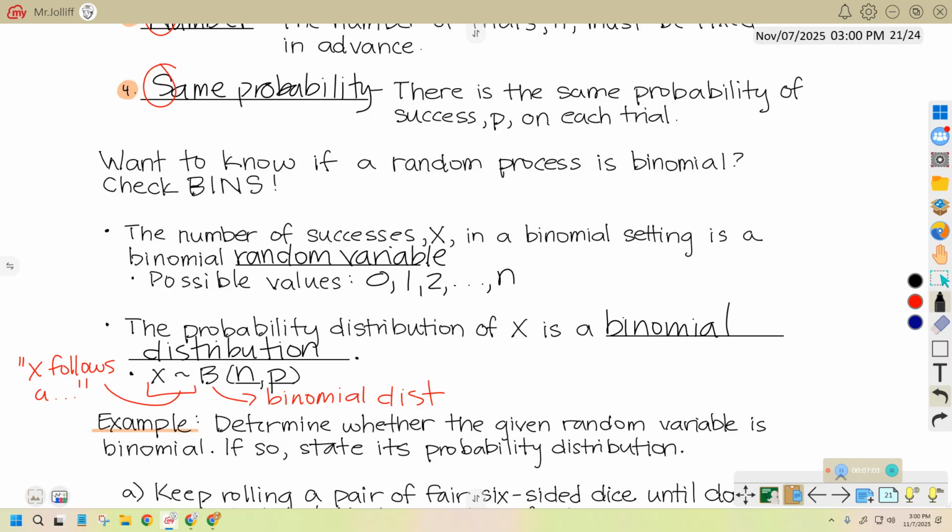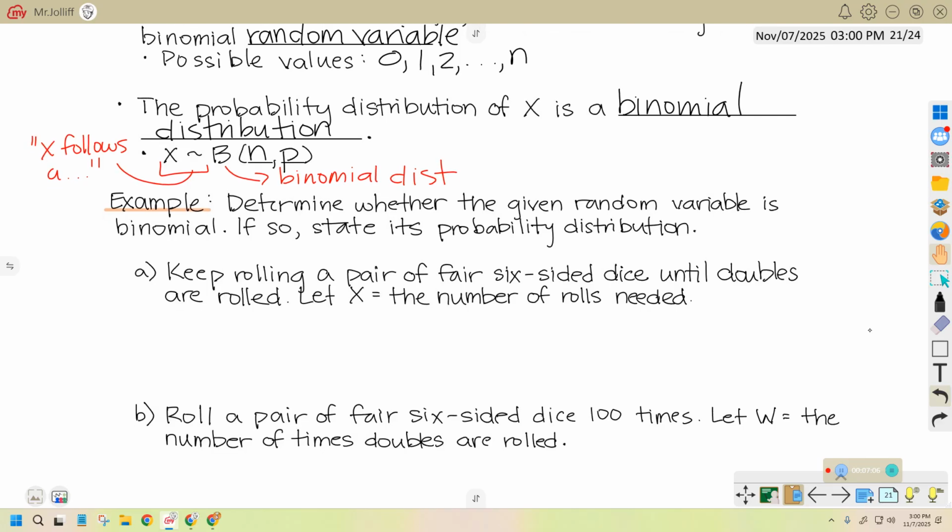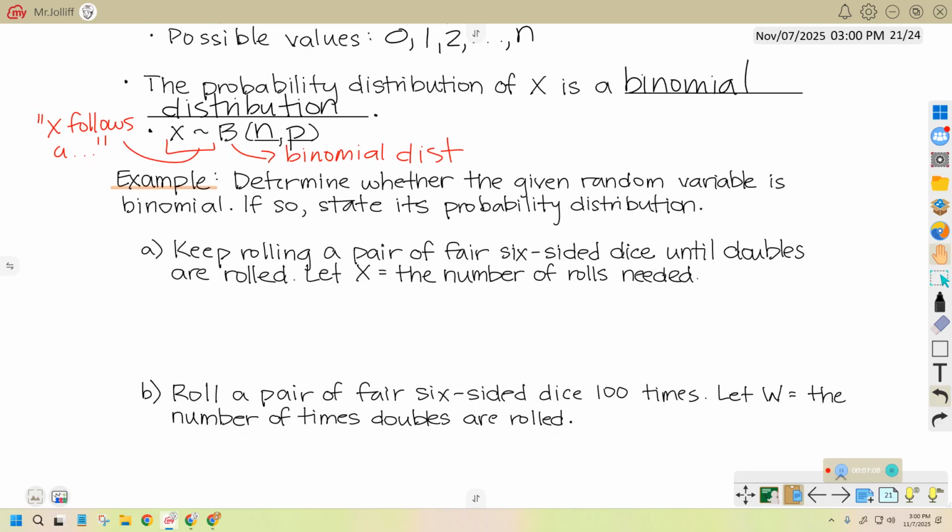So we're going to do some practice. It says determine whether the given random variable is binomial. If it is, state its probability distribution. So example A says keep rolling a pair of fair 6-sided dice until doubles are rolled. Let x equal the number of rolls needed. Take about 90 seconds in your small groups and discuss. Is that a binomial random variable, yes or no? And why? How do you know?